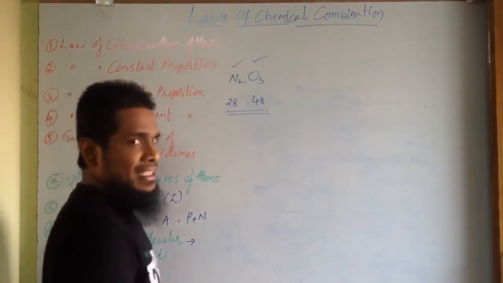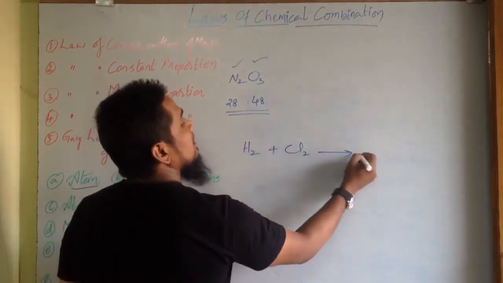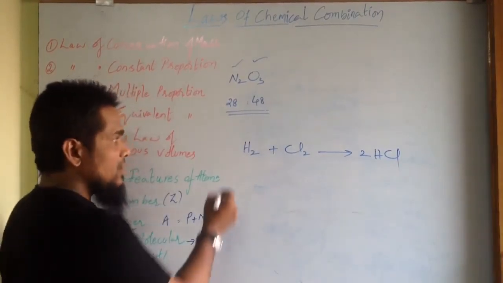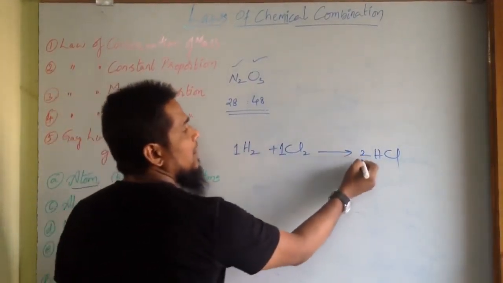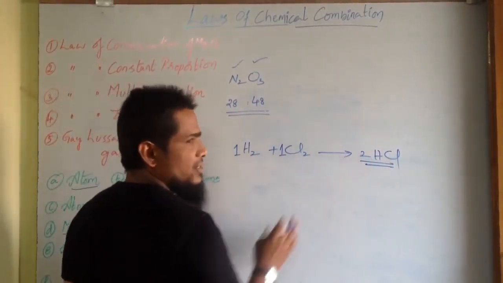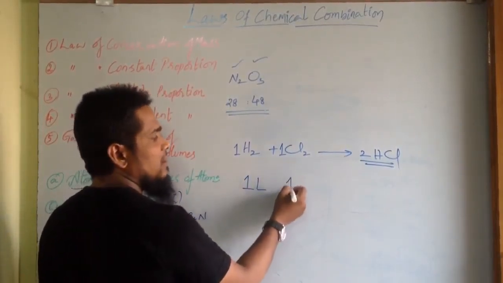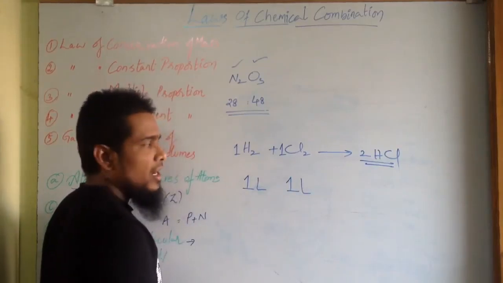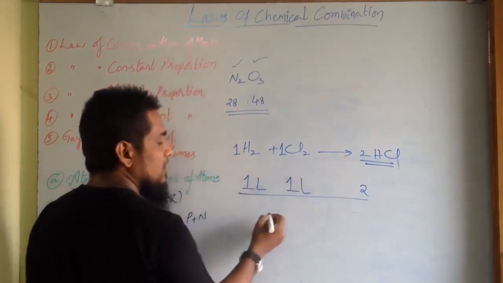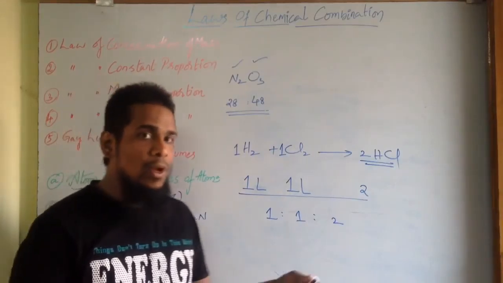For example, let us take hydrogen and chlorine. They are combining in the ratio 1:1 and forming 2 liters, or 2 parts by volume, of HCl. That is, 1 liter of hydrogen is combining with 1 liter of chlorine and forming 2 liters of this product. That means what is the ratio in this reaction? The ratio is 1:1:2. They bear a simple whole number ratio.